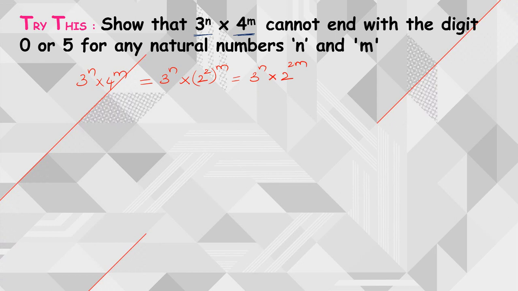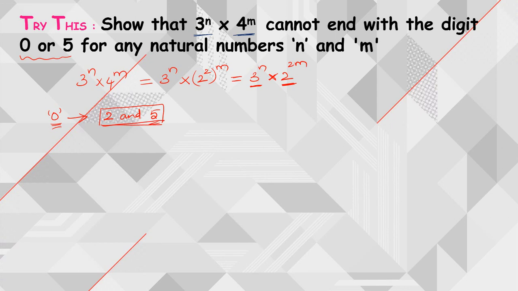Now, as per the fundamental theorem of arithmetic, this is nothing but a composite number, and this particular composite number contains the two prime factors 2 and 3. Now what is he asking? He is asking whether the given number, 3 power n into 4 power m, cannot end with 0 or 5. First we are going to talk about 0. We have already discussed that for a number to end with 0, it should contain the prime factors 2 and 5, both 2 as well as 5.